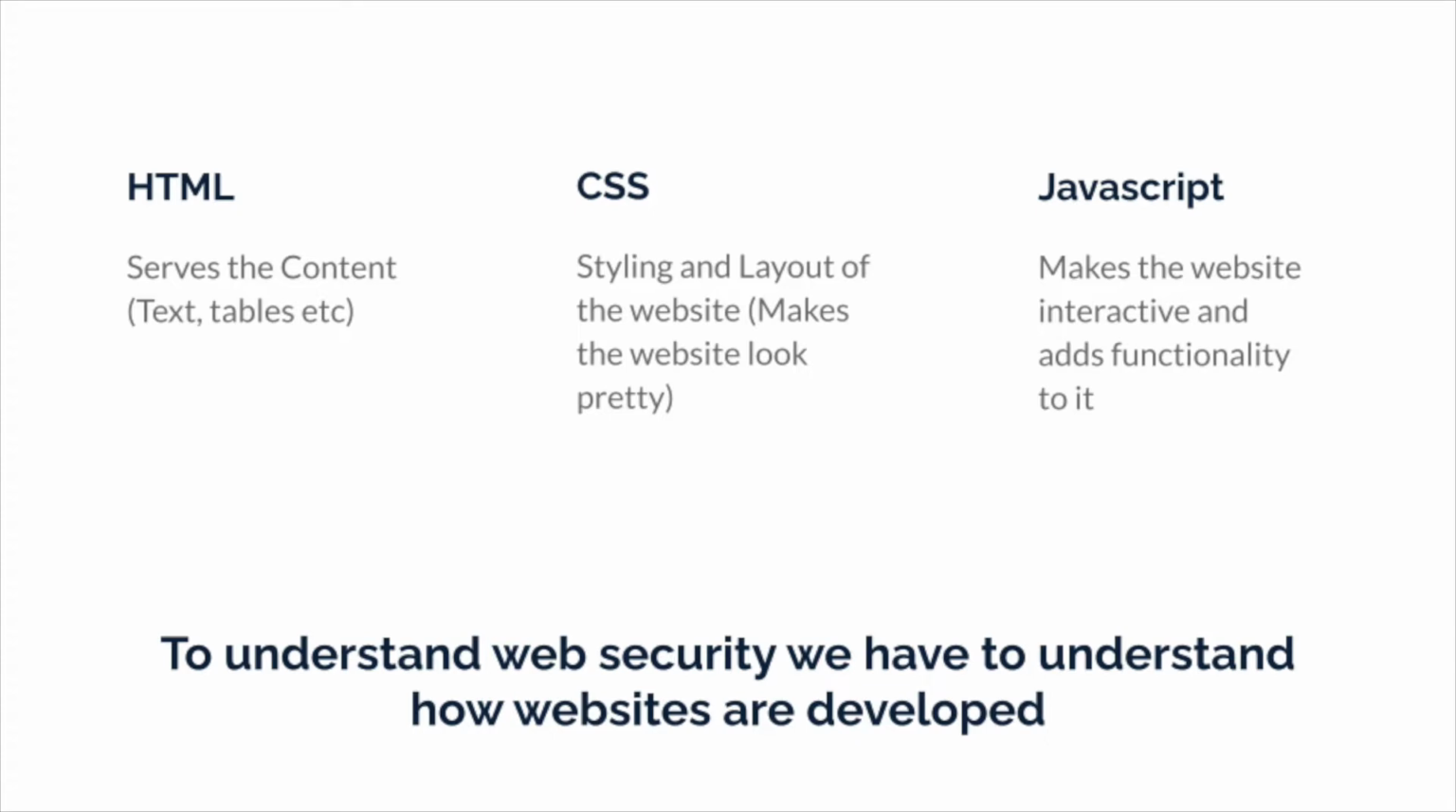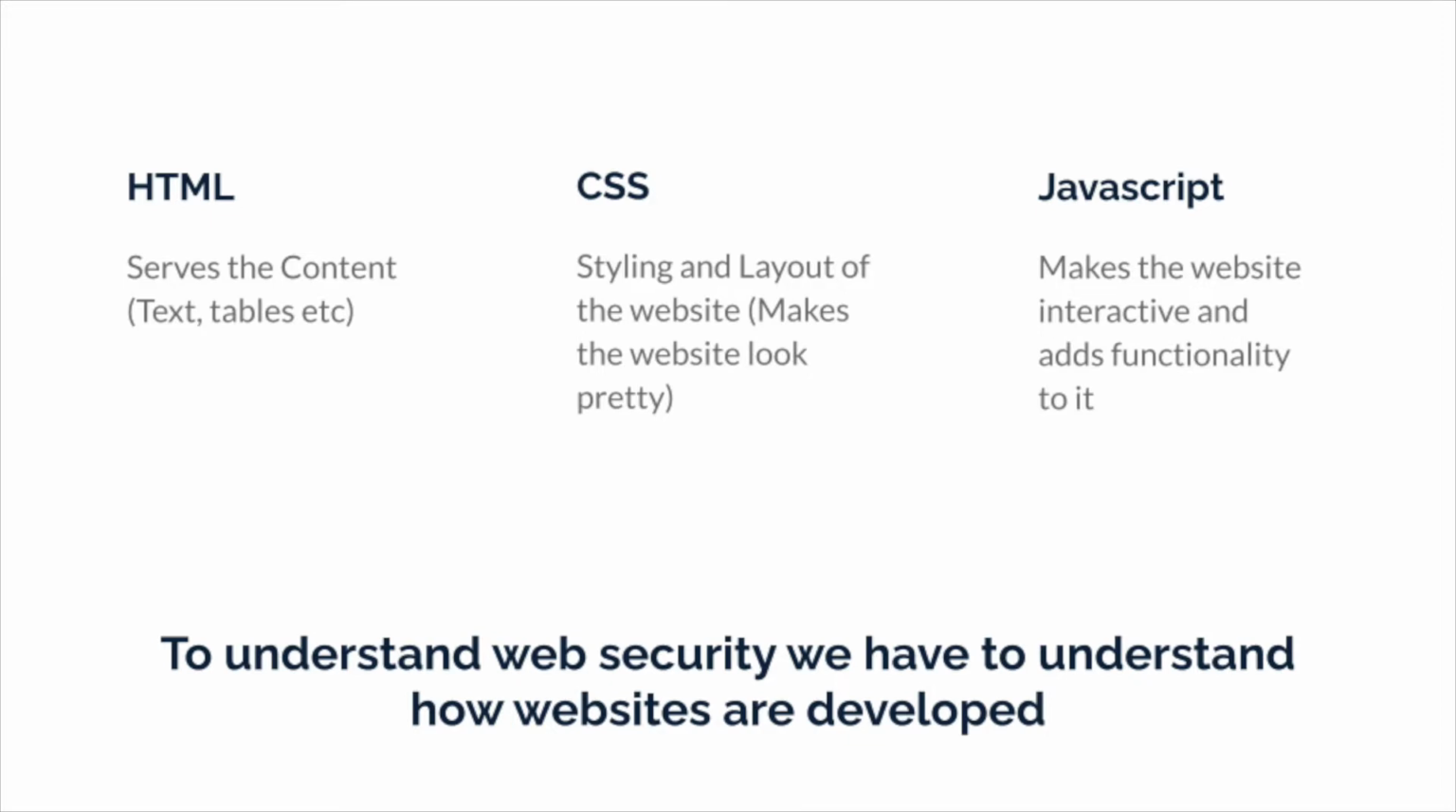Websites are developed using three common languages: HTML, CSS, and JavaScript. HTML is a programming language that serves the content in the website. So that includes things like text, tables, and headers. And CSS is the language that adds style to the content, so colors, fonts, themes. JavaScript actually adds functionality and interactivity to the website, such as pop-up boxes, forms, and other fun features.